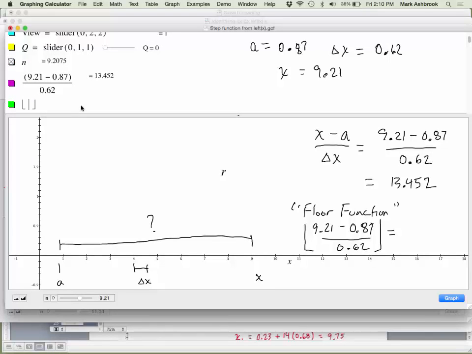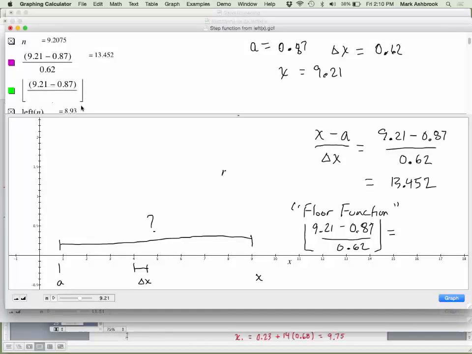In the graphing calculator, what you're going to do is you just type floor, and it appears. And so then I'm going to go 9.21 minus 0.87, and then divided by, what am I dividing by? 0.62. And it takes the floor. The floor of that is the number 13.